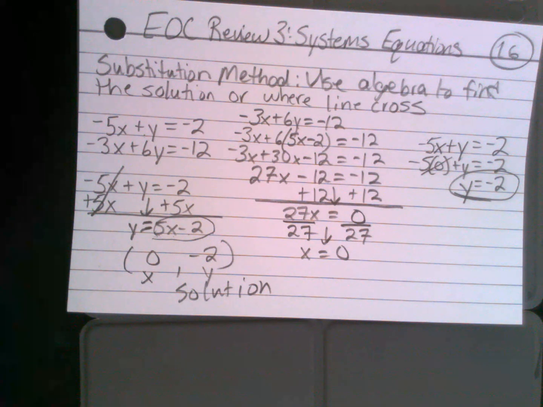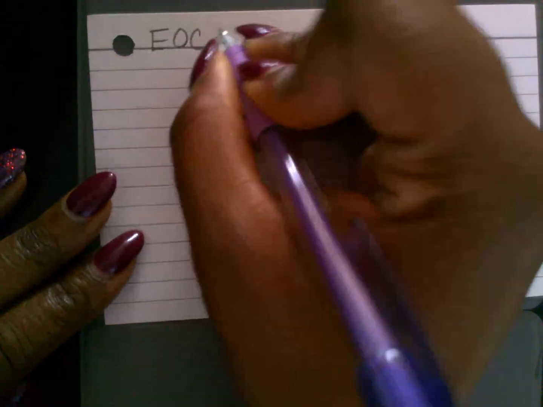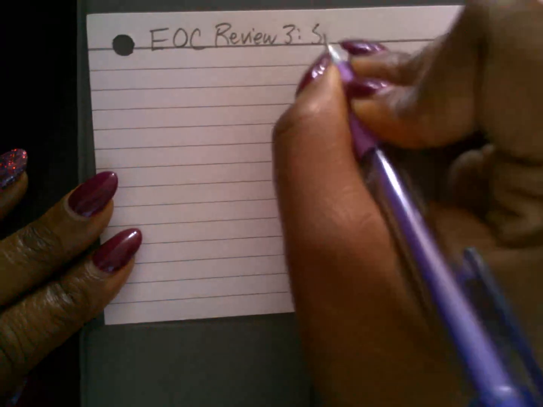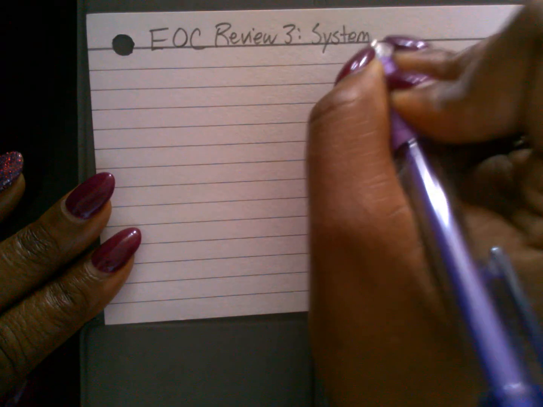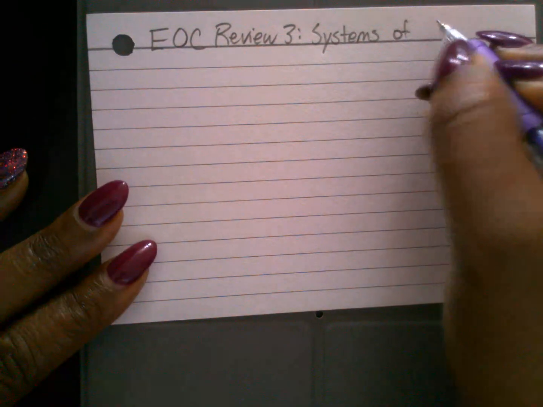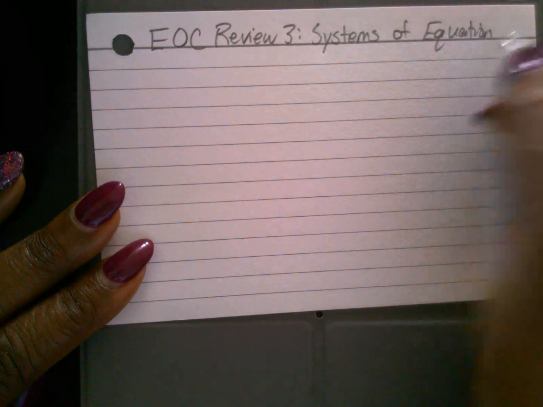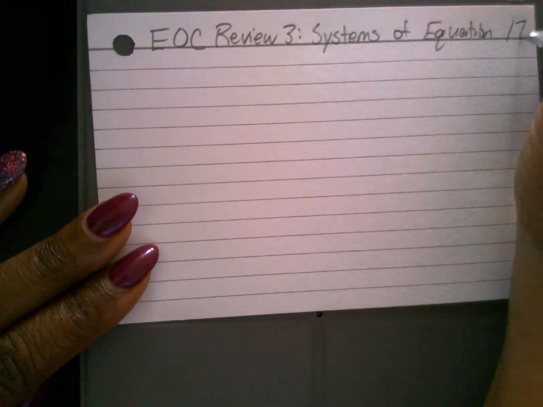Okay? Now we're going to do the elimination method. So this is the 17th card. Okay? This is the 17th card. Again, we write EOC review. This is EOC review 3, systems of equations. And this is card 17.